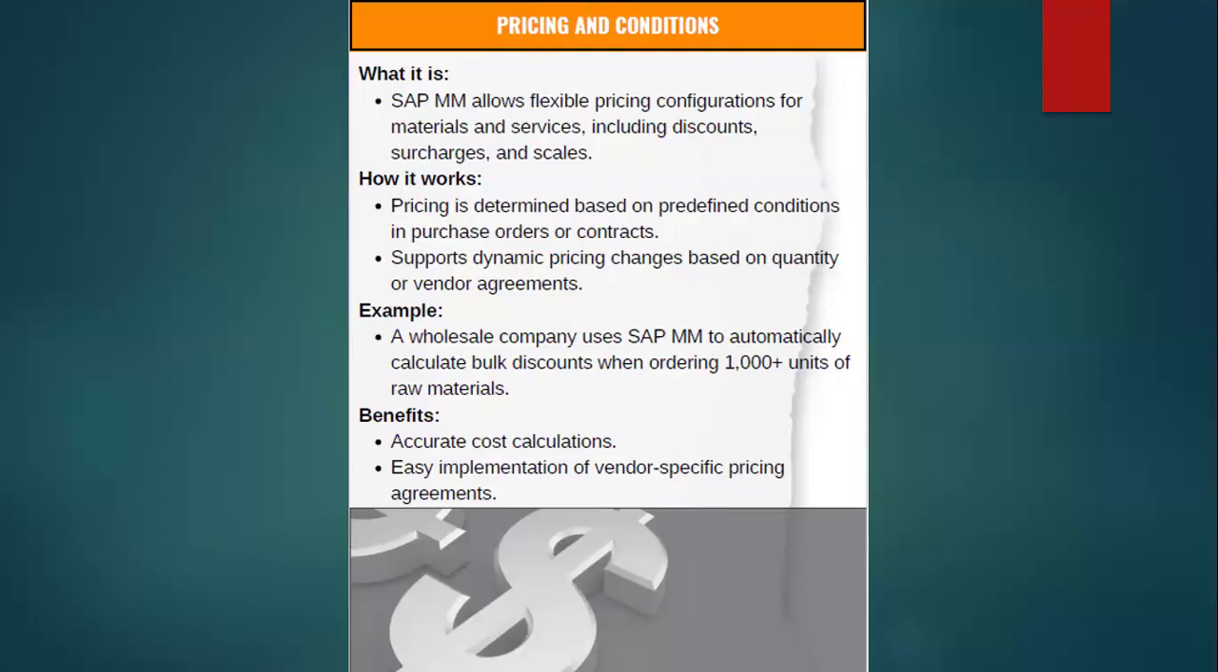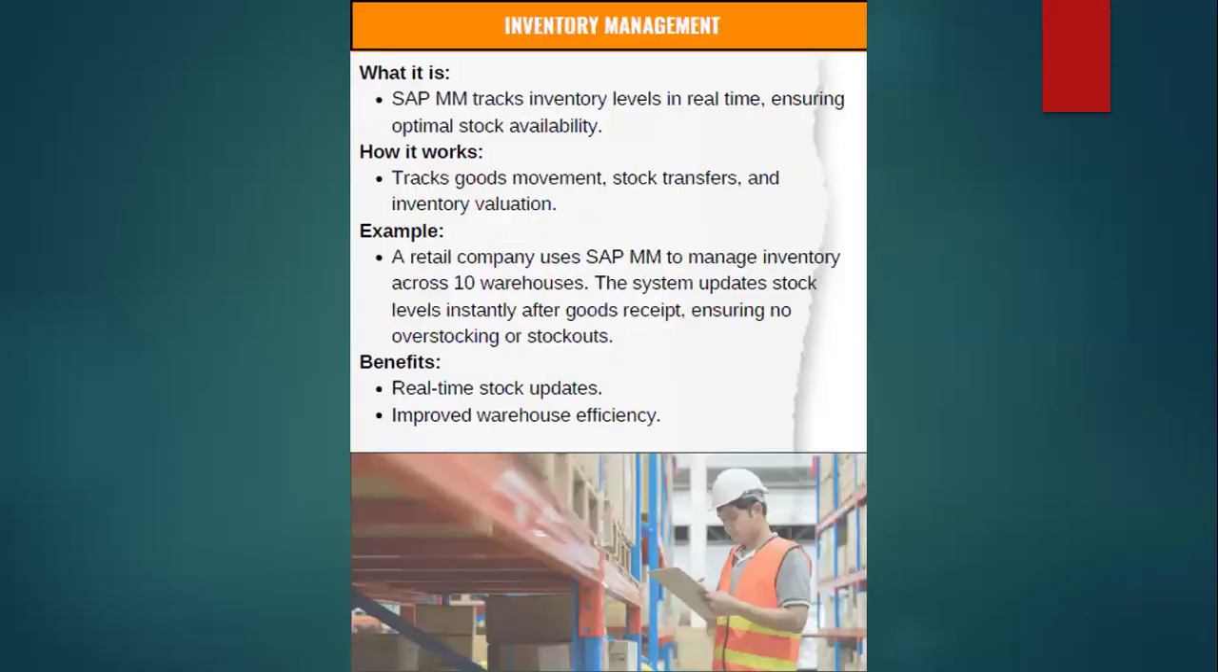Okay. So a wholesale company uses SAP MM to automatically calculate bulk discounts when ordering 1,000 plus units of raw material. It's just an example that if we are ordering 1,000 plus units, the vendor will be giving us a bulk discount. It is a condition that needs to be applied at pricing time. Got it? So what's the benefit of it? It gives accurate cost calculations, and it allows easy implementation of vendor specific price agreements.